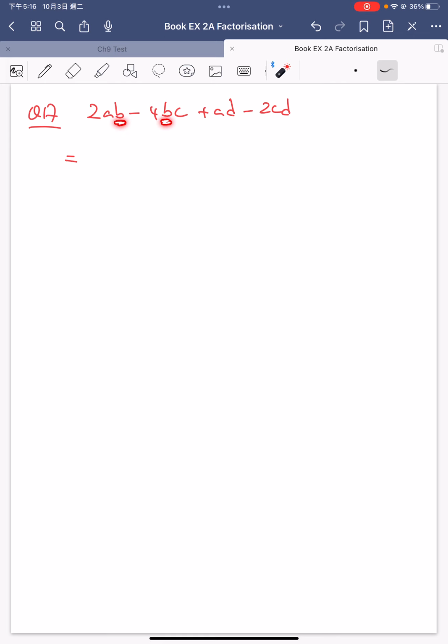And now moving to question 17, we have 2ab minus 4bc plus ad minus 2cd. So first of all, what we can do is find some similar terms. So you can see there, we have ab here, we have ab here. Then we have a common factor of 2, so we can actually take out 2b. Taking 2b out of 2ab, what we are left with is just the a. And then from 4bc taking out 2b, the 4 taking out 2 only gets 2, the b is taken out, so what we are left with is just c.